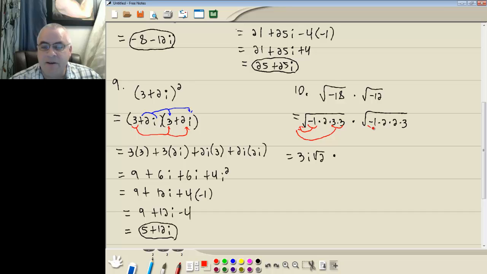Now our second one here. Again, negative 1 inside of a square root comes out as an i, and a pair of 2s. This pair of 2s comes out as a single 2. So that's going to give us 2i square root of 3.